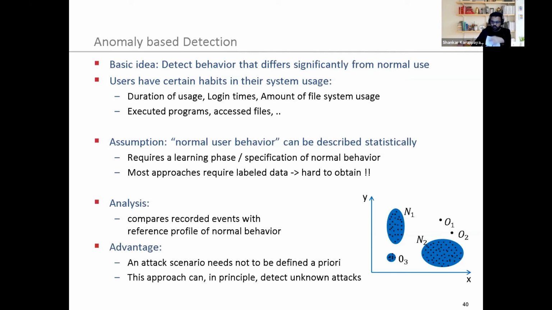But if you are able to apply this, it has a very good advantage, whereby an attack scenario does not need to be defined upfront. You just need to know what is normal. Anything else, you can immediately say that this is malicious or anomalous. Immediately you can then figure out what this anomaly is, which also means you can detect a new trend of attacks that are happening in your network.